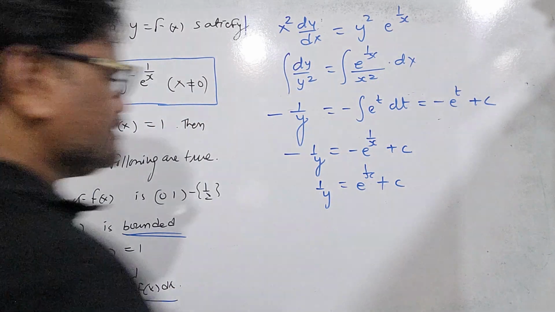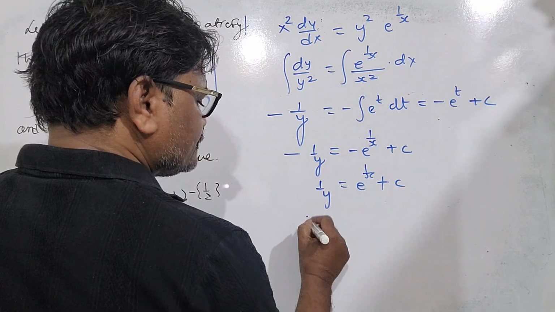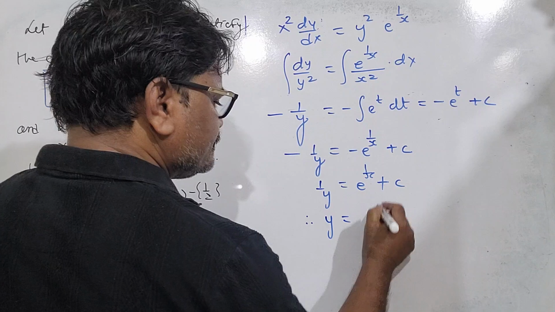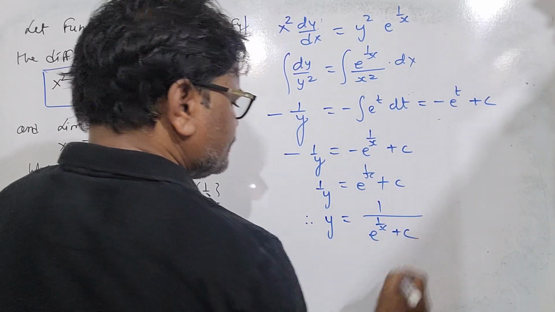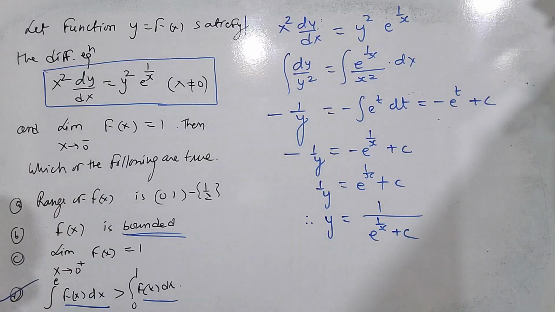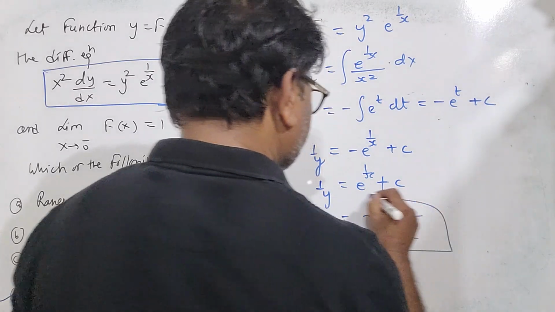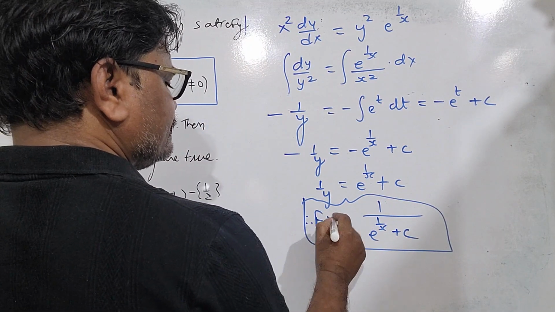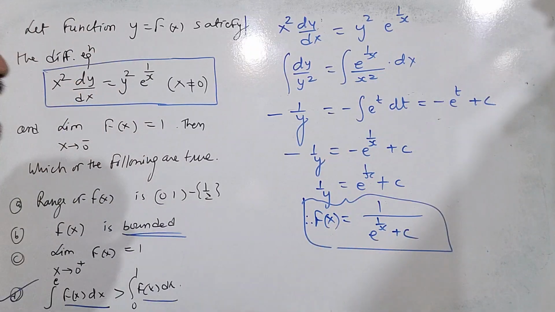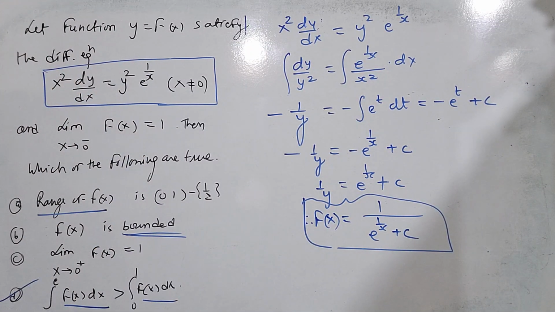So the question is 1/y = e^(1/x) + c. Therefore y I can write down as 1/(e^(1/x) + c). This is your function. y means f(x). This is f(x). This is your function. Now we have to discuss its range.